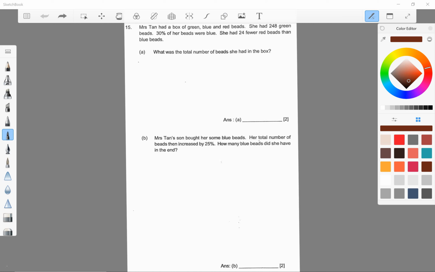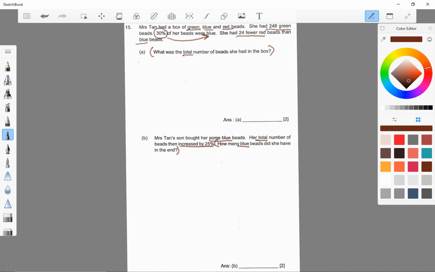So Mrs. Tan had a box of green, blue and red bits. She had 248 green, 30% of her bits were blue, and it is mentioned that there were 24 fewer red than blue. First question, what was the total number of bits in the box? Second part of the question, Mrs. Tan's son bought her some blue bits, and because of that, her total bits increased by 25%. So how many blue bits did she have in the end?